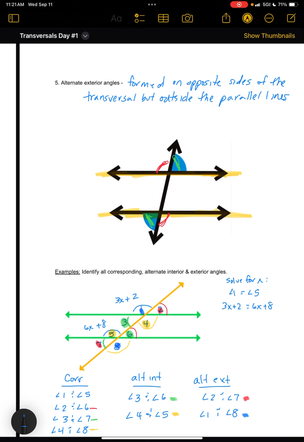So now when I solve for x, I'm solving for something that I know is going to be equal between the two. My 6x is bigger, so I'm going to subtract the 3x. That gives me 2 equals 3x plus 8. Moving the 8 over, I get negative 6. Divide by the 3. x is going to be negative 2. Same idea if it was alternate interior or alternate exterior, it works the same way. They have to be set up equal to each other. So for corresponding, alternate interior, alternate exterior, those angles have to have the same measure.